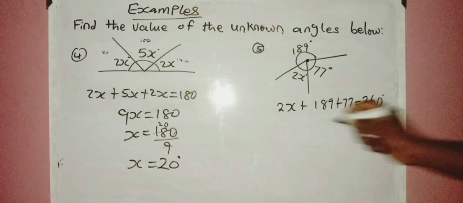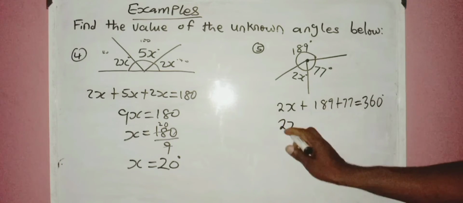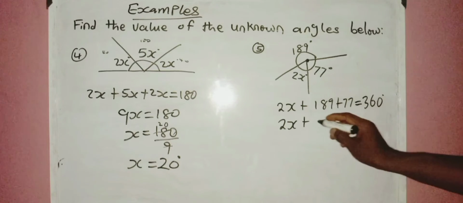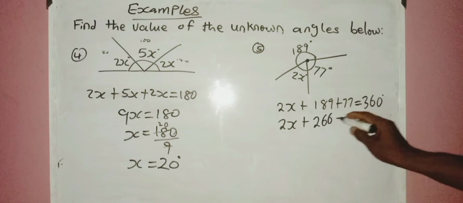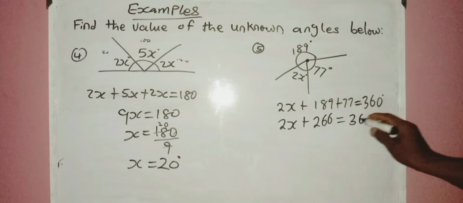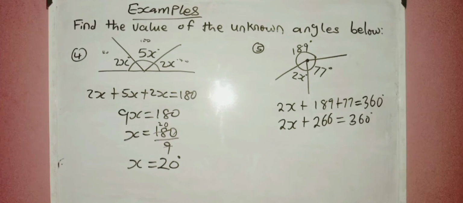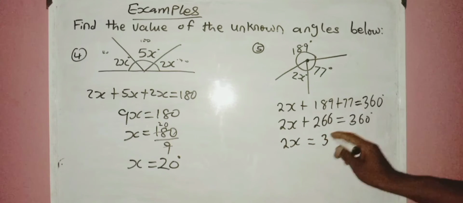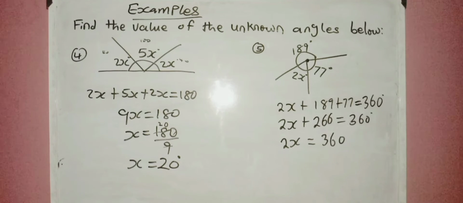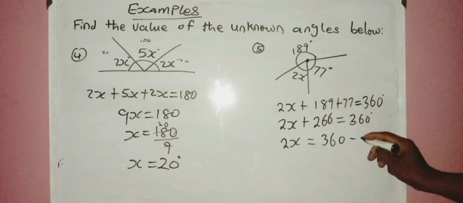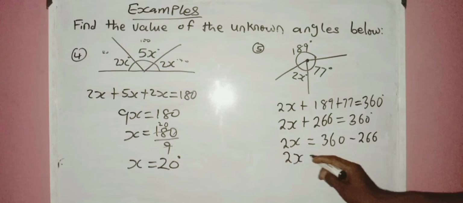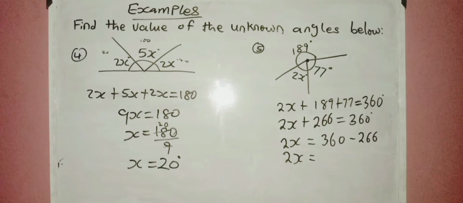360 degrees. So now collecting like terms, we have 2x, and 189 plus 77 will give us 266, equal to 360 degrees. Then collecting like terms further, that will give us 2x is equal to 360, then 266 moving to the other side becomes minus 266. So that gives us 2x is equal to 360 minus 266, which gives us 94.